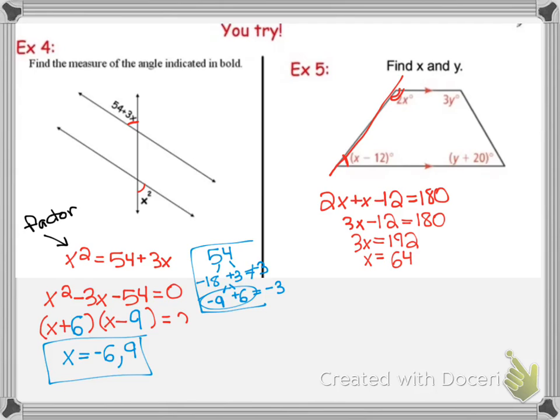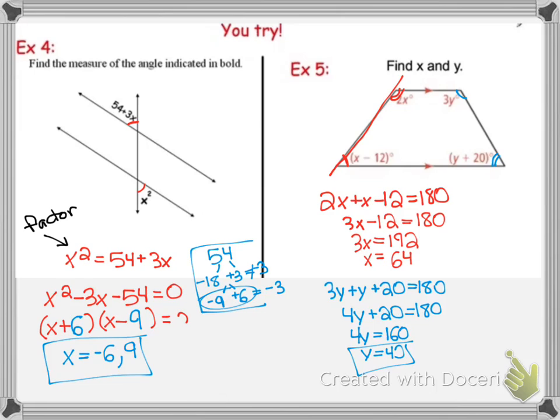So now I just need to find y. So let's look at y. Those two angles with y in it are also same side interior, meaning they are supplementary with one another. Okay? So I also know here that 3y plus y plus 20 equals 180. So 4y plus 20 is 180. So 4y equals 160. So finally, y has to be 40. So I know here that x is 64 and y is 40.